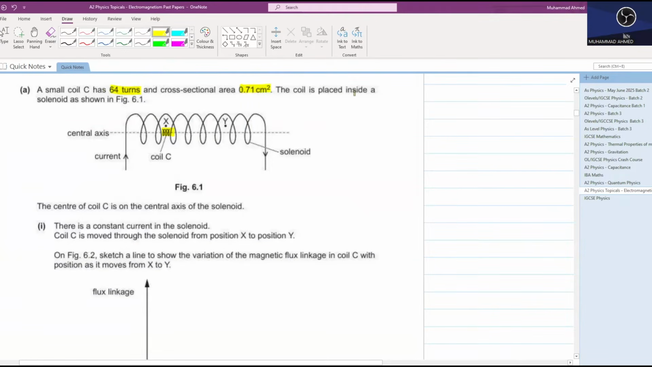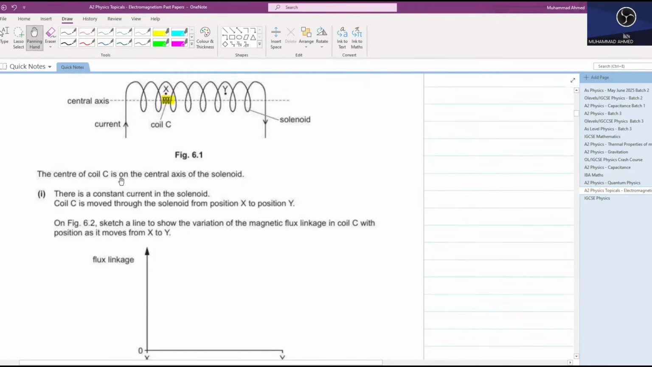The coil is placed inside a solenoid as shown in figure 6.1. The center of the coil is on the central axis of the solenoid. There is a constant current in the solenoid. Coil C is moved through the solenoid from point X towards Y.